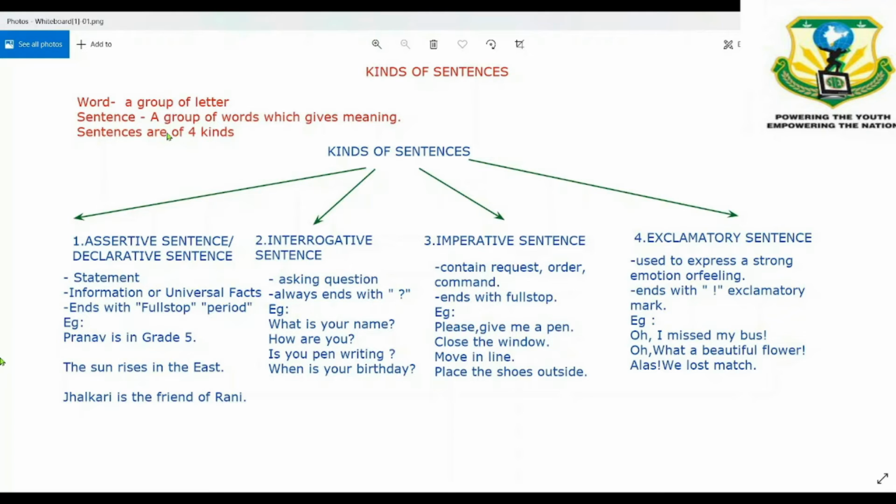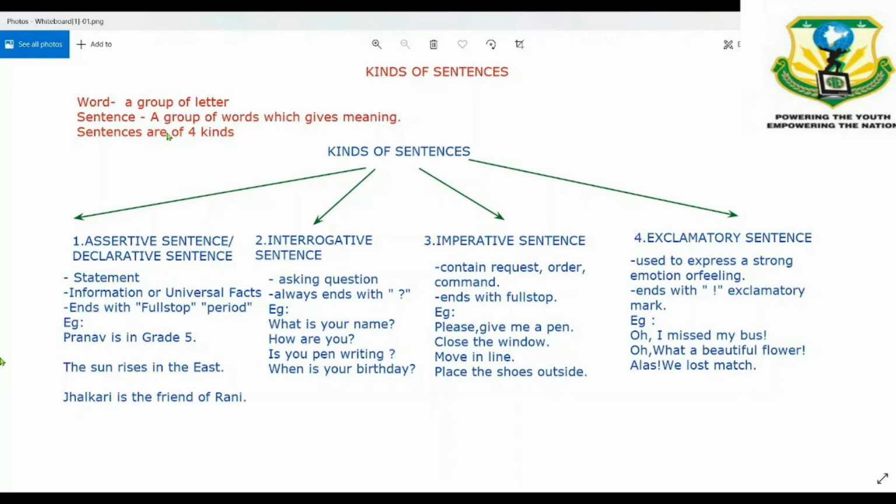The second type is interrogative sentences, which you people already know. All these are questioning sentences. They always end with a question mark. For example, what's your name? How are you? Is this your pen? When is your birthday? All these sentences end with a question mark and they are called interrogative sentences.